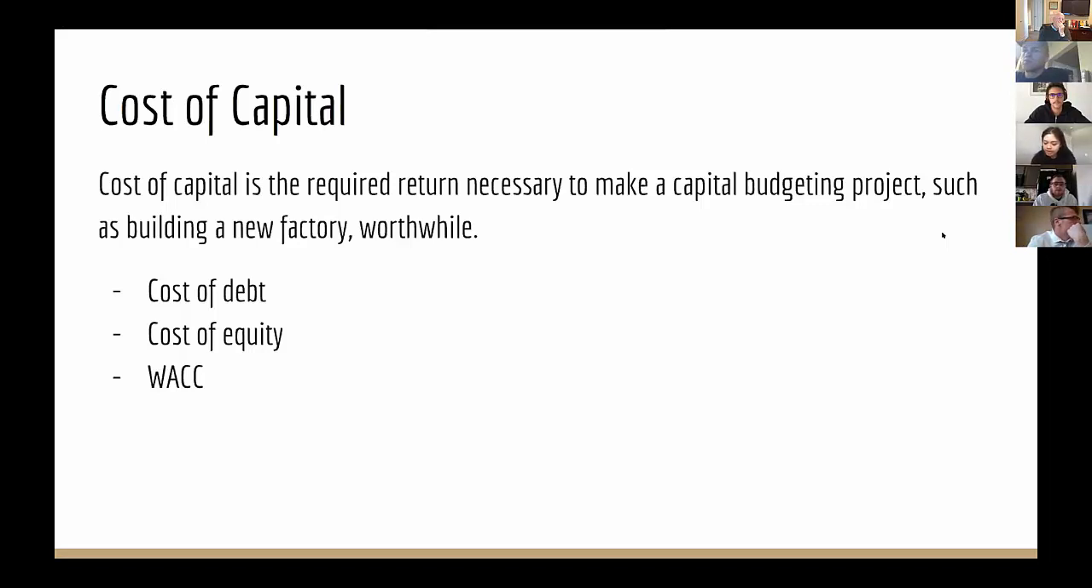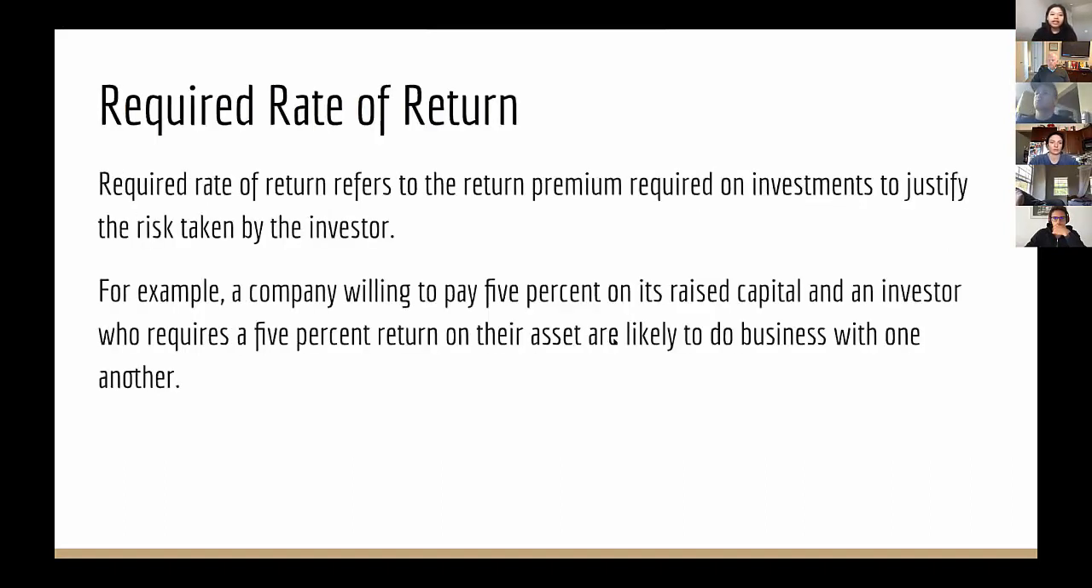And then once a company has an idea of its cost of equity and debt, it typically takes the weighted average of all of its capital costs, and this produces the WACC, or the weighted average cost of capital. And then the required rate of return refers to the return premium required on investments to justify the risk taken by the investor. So for example, a company willing to pay 5% on its raised capital, and an investor who requires a 5% return on their asset are likely to do business with one another.